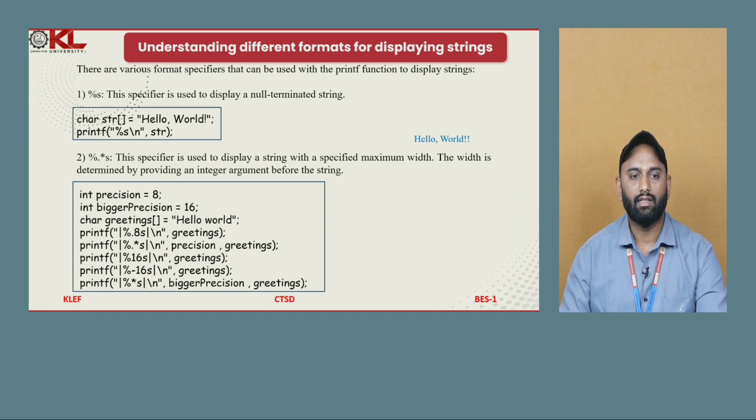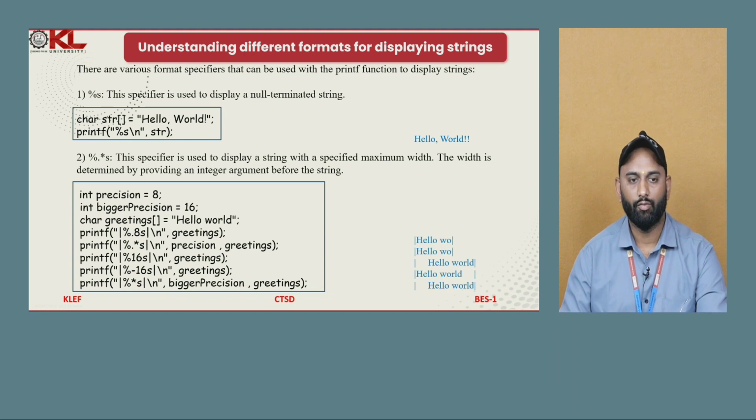And the third one is %16s. So the width space is 16, which is bigger than the size of our string, so it is going to accommodate our string right aligned, and within the 16 positions it is going to represent the string literal that is stored in greetings. And the next statement is printf %-16s greetings, which is left aligned, and lastly %*s with the integer argument bigger precision and greetings.